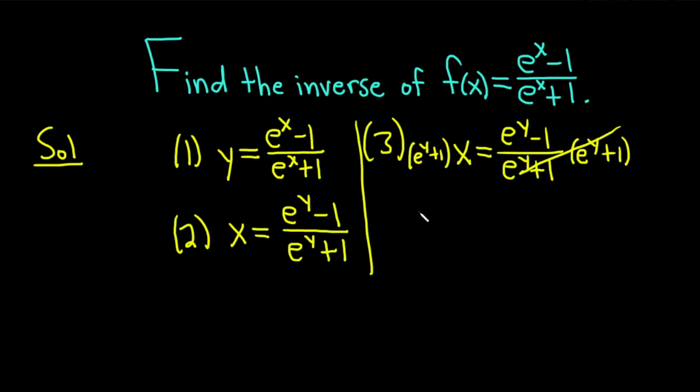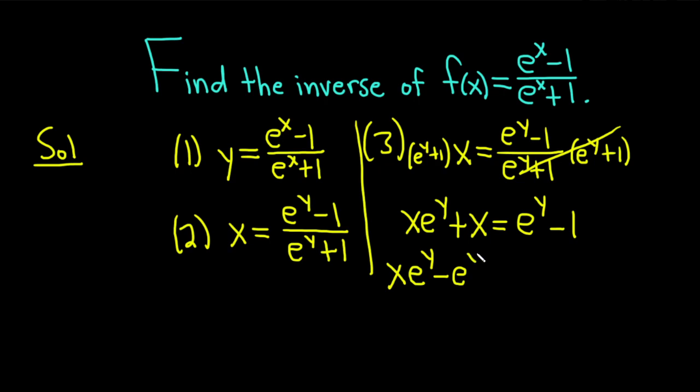Now we can distribute this x. We get x times e to the y, then plus x times 1, which is x. And this is equal to e to the y minus 1. And again, we're looking for y. So maybe we can get all of the e to the y terms on one side. I'm going to subtract this e to the y term over to the left-hand side. We have x e to the y, then subtract it so you get minus e to the y. Okay, subtract it over, and then subtract the x to the right-hand side. Subtract it from both sides. So you get minus 1 minus x, or minus x minus 1, it doesn't matter.